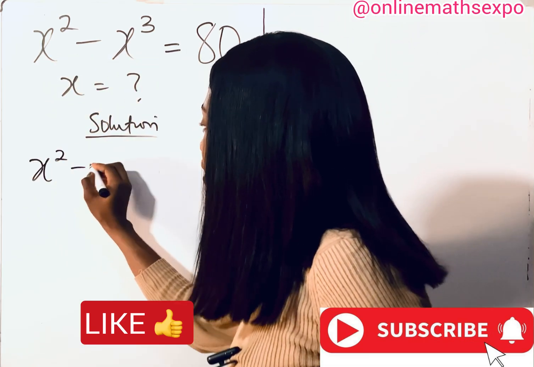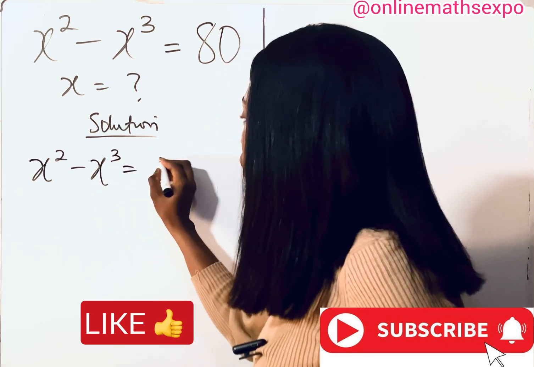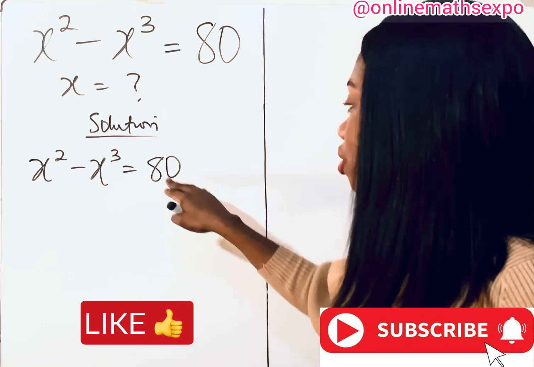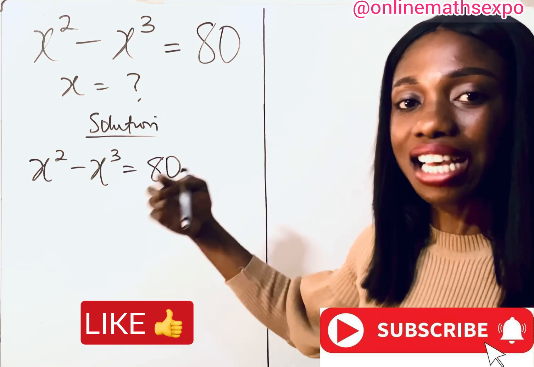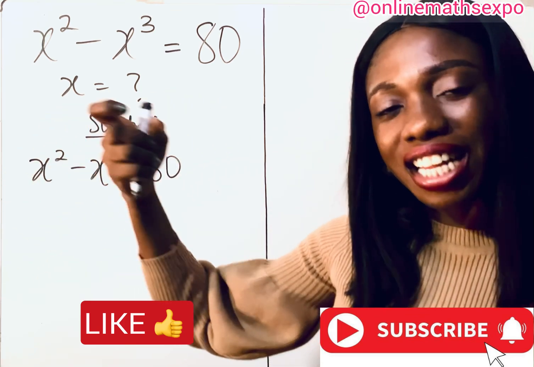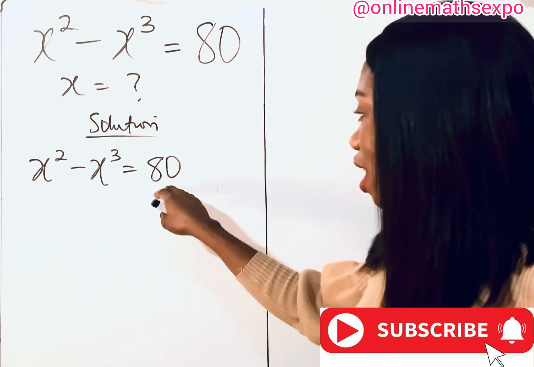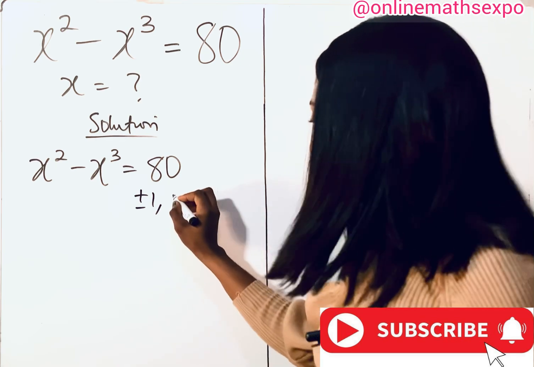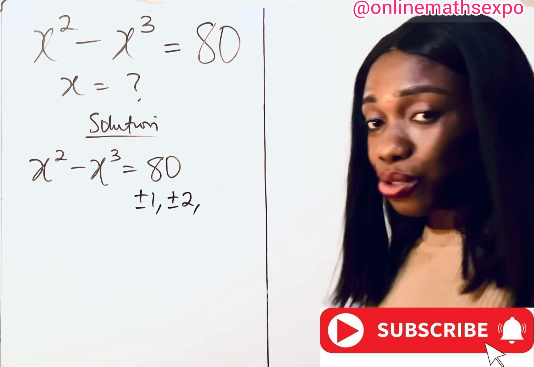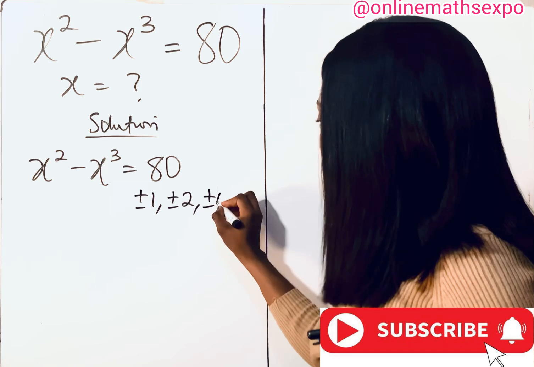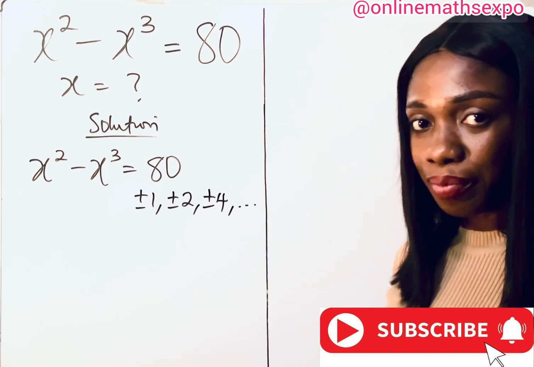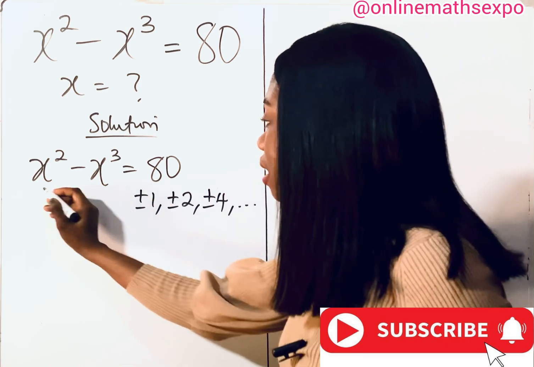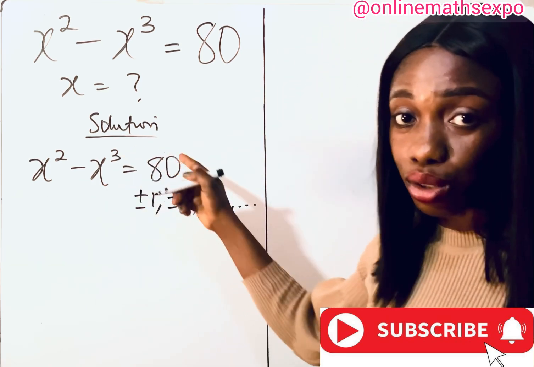We have x squared minus x cubed is equal to 80. Now, what do you do? You check out for the factors of this 80. What numbers can divide this 80? Include the negative and positive. Now, for 80, we can have positive and negative 1, then we can also have positive and negative 2, positive and negative 4, and the rest of them. Now we are going to choose which of these numbers we can substitute at the left side of the equation to be equal to 80.